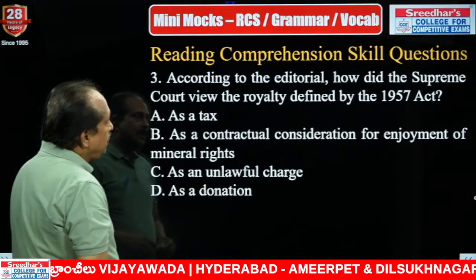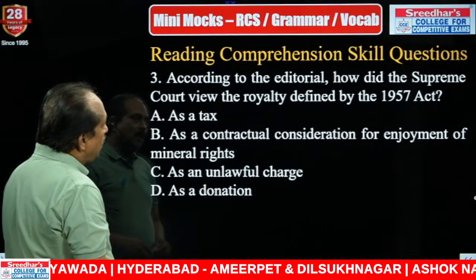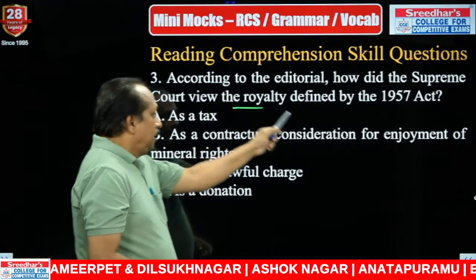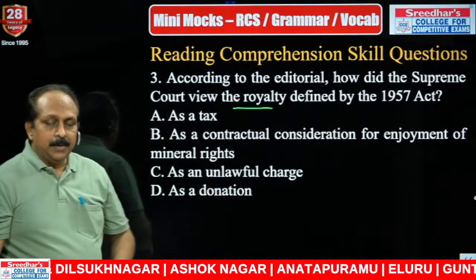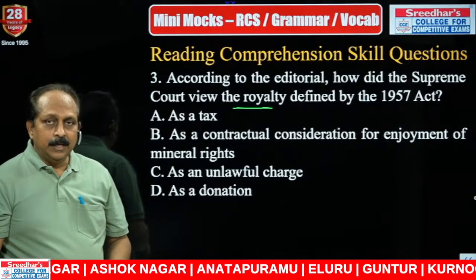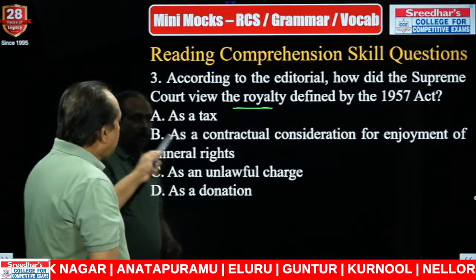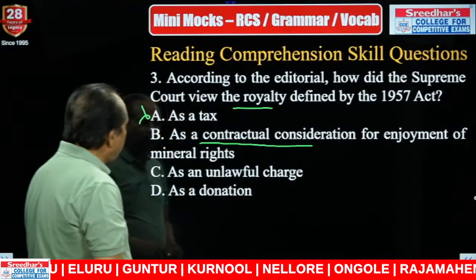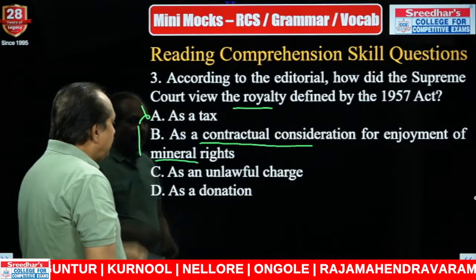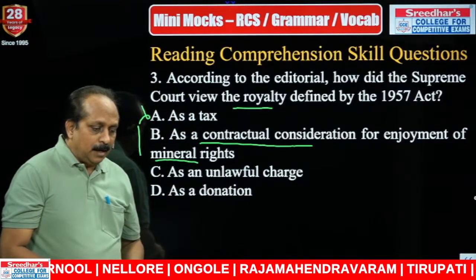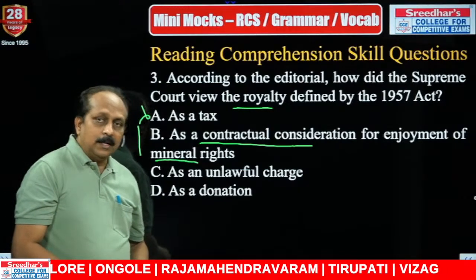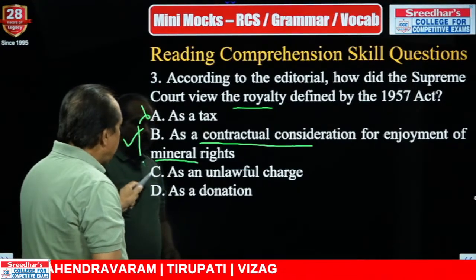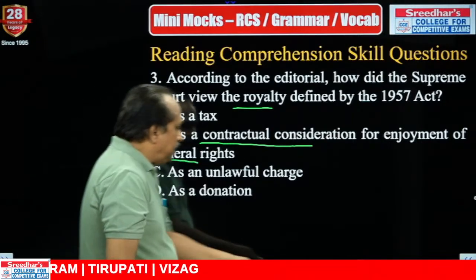According to the editorial, how did the Supreme Court view the royalty defined by the 1957 Act? The petitioner says it should be considered a tax, but the court did not consider it as a tax. It is a contractual consideration for enjoyment of mineral rights. It is not a tax, it is a contractual consideration. Based on that, what is the answer? B is the answer. As an unlawful change, as a donation, not relevant here.